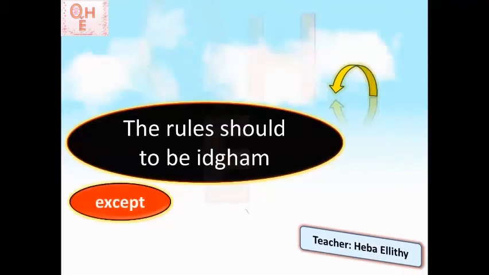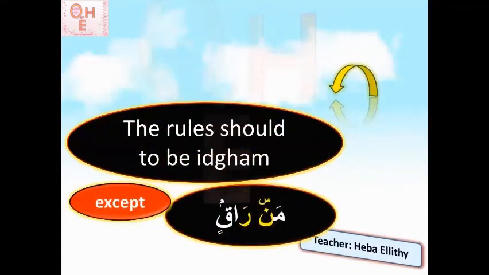Then we said if we have the noon followed by one of the 5 letters we explained before, we should make idgham, except man raq. I can't say marra. I have to say man raq. Why is it an exception? Because we have sakt here, and we just said sakt means pause for a second without taking any breath, and then I go to the next letter. So with sakt I can't make idgham. In this case I have to read it man raq.